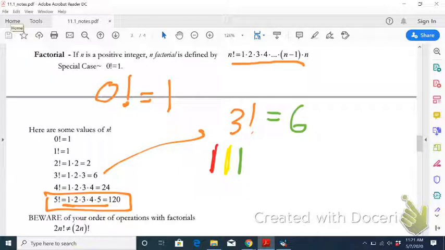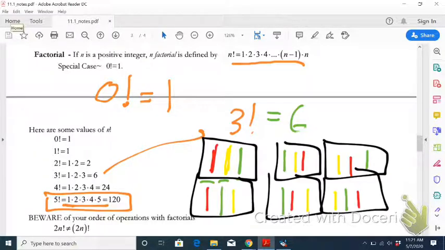Because any of the 3 books could be the first book, and then once you assign one of these red, yellow, or green books to be the first book, there's only 2 left, and then you got 1 left over to be the last one. So there's 6 ways to do it. I'm going to pause the video and draw out all the ways real quick. Okay, so there they are. Those are the 6 ways to do it.